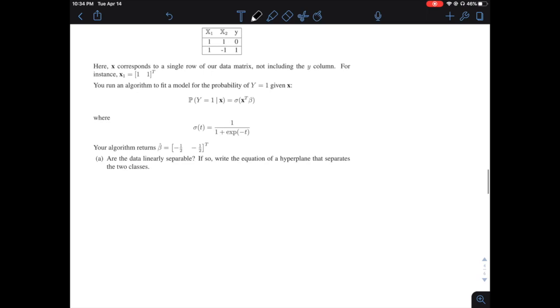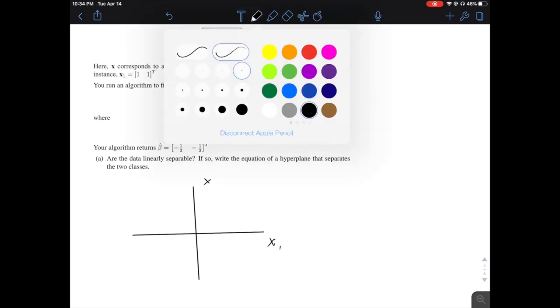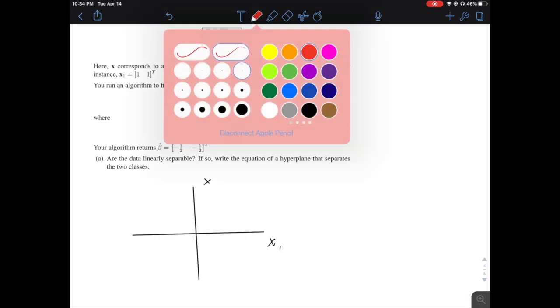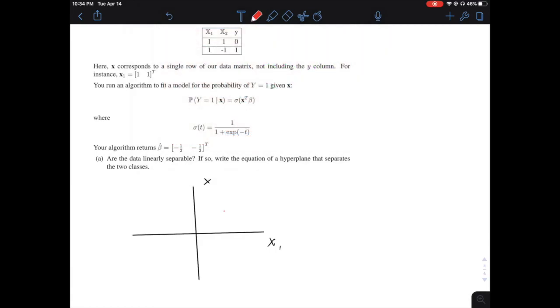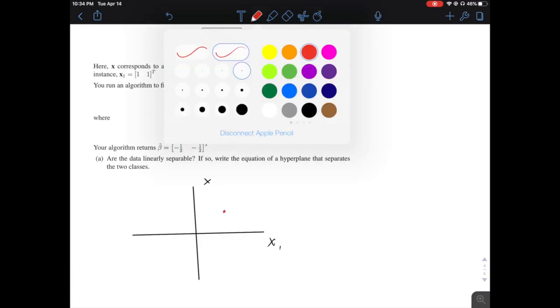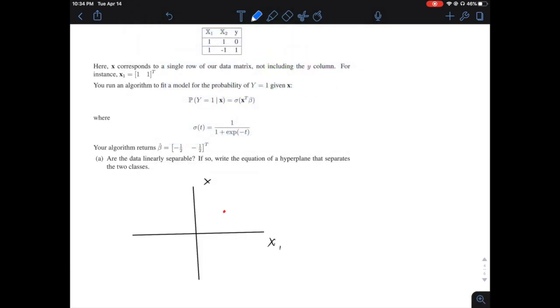So let's start by drawing out our 2 points in this question on a 2D coordinate plane. So we've got 2 axes, x1 and x2. Our first point, which is in y equals 0, lies at (1, 1). So I'm going to do this there, and I'm going to color that point red. Our second point, which is in the other class, y equals 1, is at (1, -1). So I'm going to put this one here in blue.